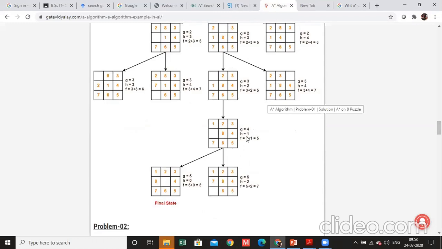And I calculate the h value by comparing with the goal state. Here only one is misplaced, so h is equal to 1. Now I have to calculate f is equal to g plus h, that is 4 plus 1 is equal to 5. Now I explore these two states and check, and I reach the final state.